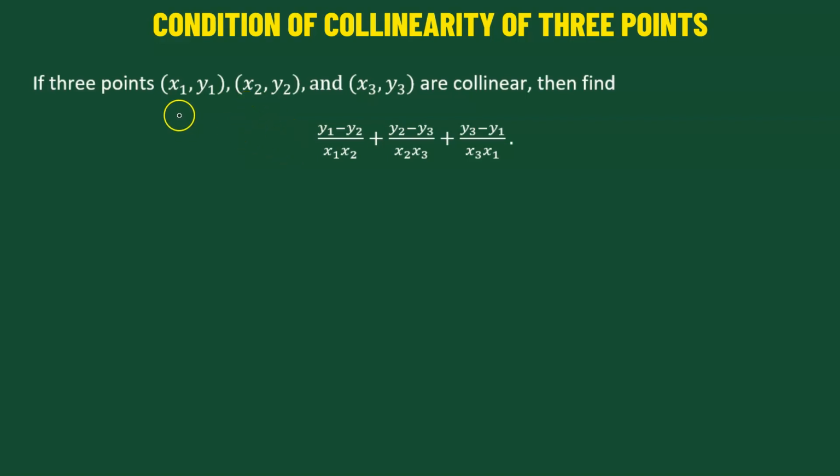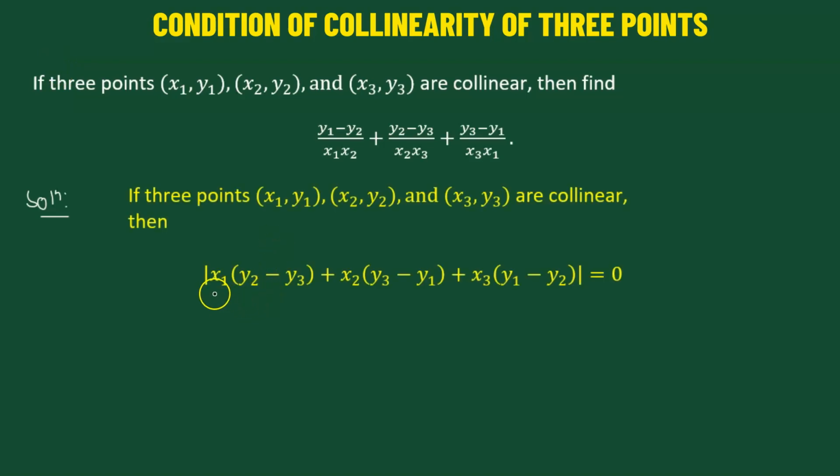We have 3 points (x1, y1), (x2, y2), and (x3, y3). So these 3 points are collinear. Then we need to find out the value of the given expression. So let us begin. Now we know that if 3 points are collinear, there is a condition.